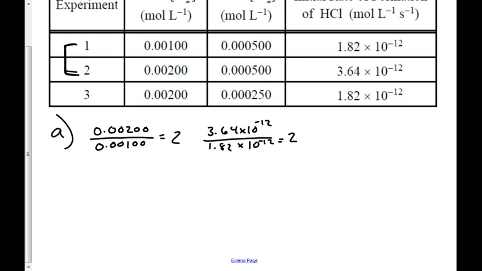If you feel like you gotta say more, you don't need to say more than this. Double the concentration doubled and so did the rate. You don't have to start saying the definition of a first order. You don't need to say all that. I would just say first order. I believe the work would be enough.